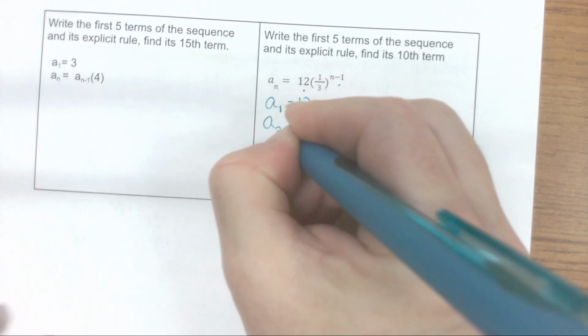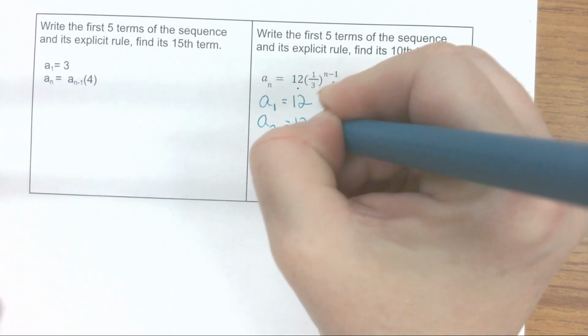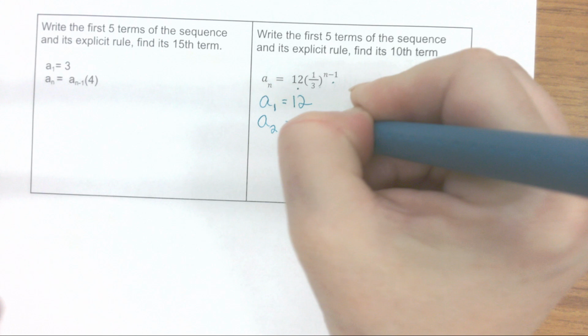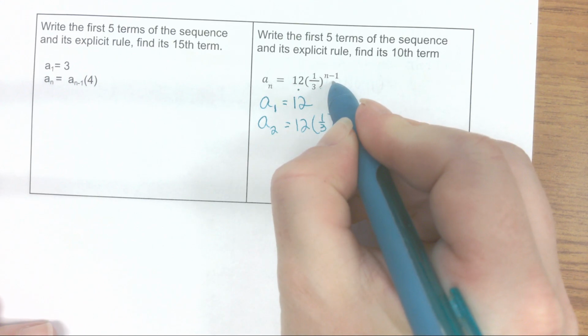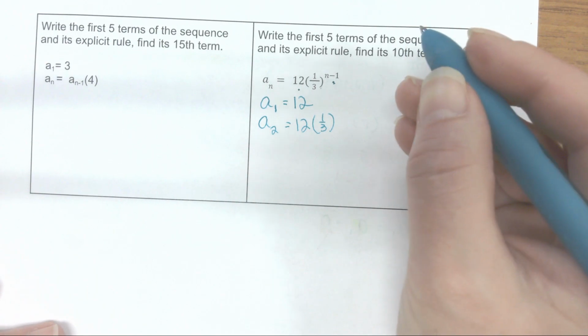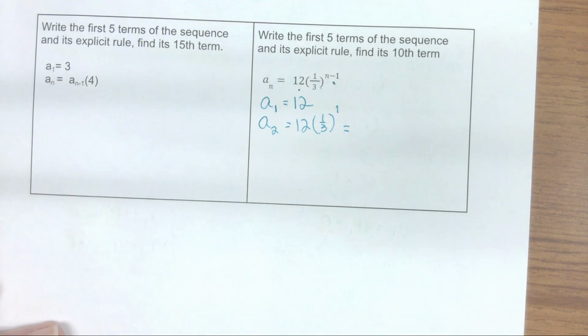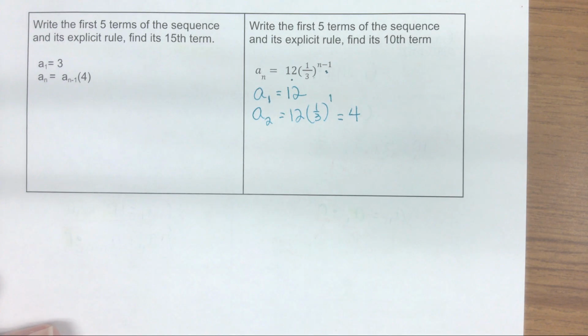All right, let's find a sub 2. This is 12 times 1/3 to the 2 minus 1. What's 2 minus 1? You can show me with fingers if you want. Thank you. And 12 times 1/3 is the same as 12 divided by 3, or 4.